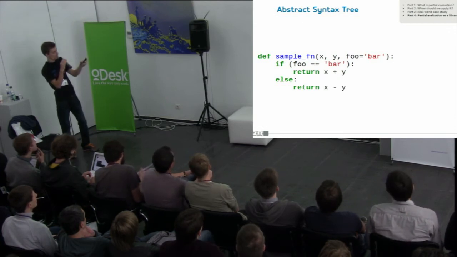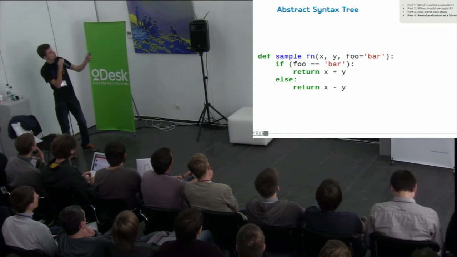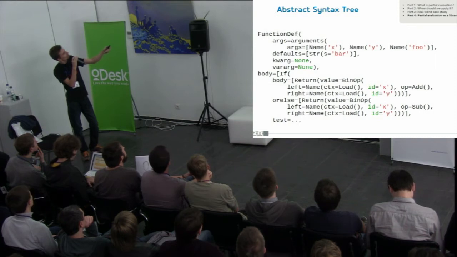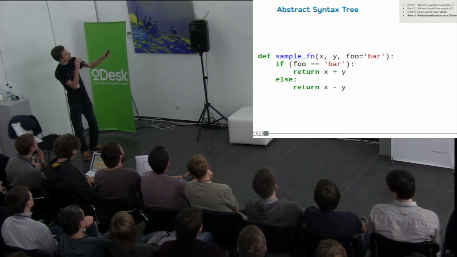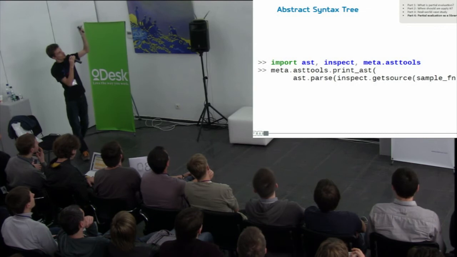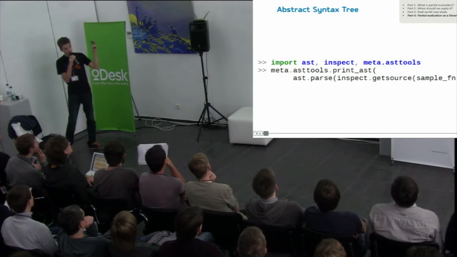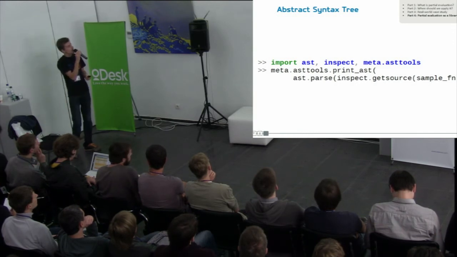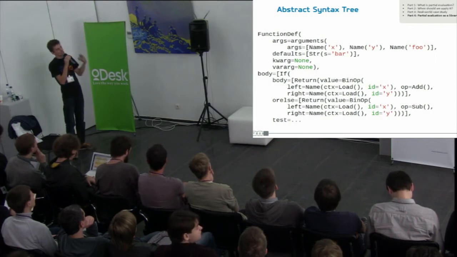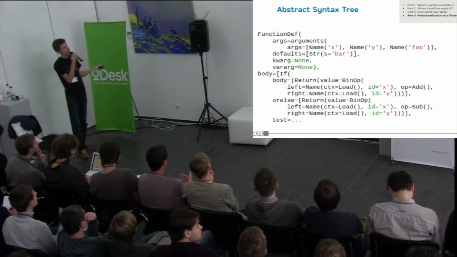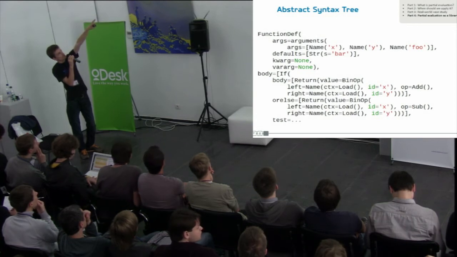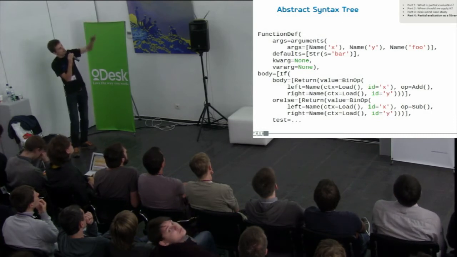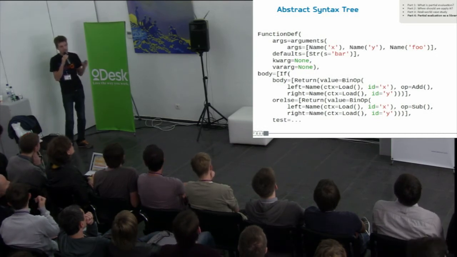For example, this is some simple silly function. You can use the built-in ast and inspect modules to get the abstract syntax tree of your function, and there's a convenient module, meta AST tools, that can pretty print it. What you get is a rather large syntax tree of your function. It looks ugly at first, but you can spot the function definition, its parameters, then the body, which starts with an if clause, with an if part, test part, and else part. So it just represents in a convenient way the essence of your function.